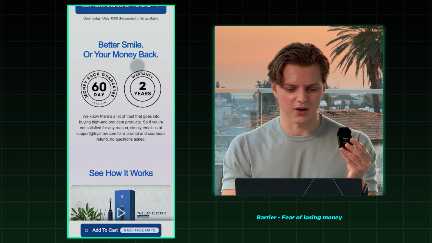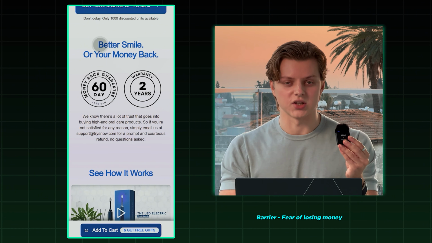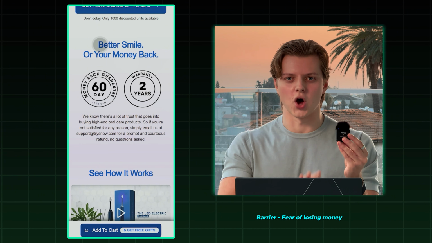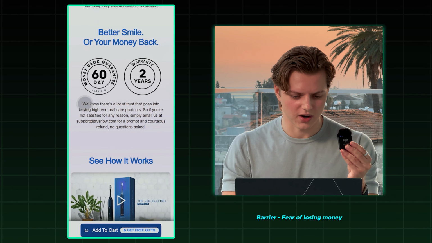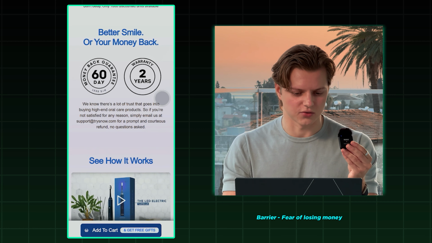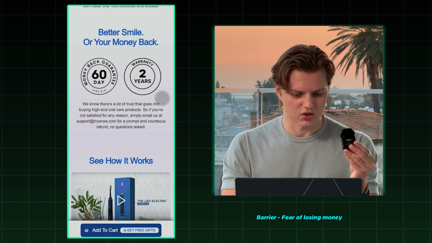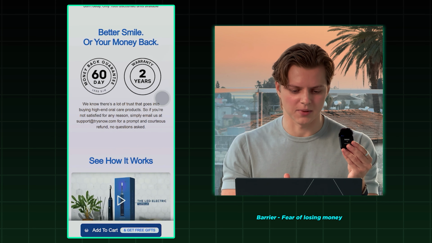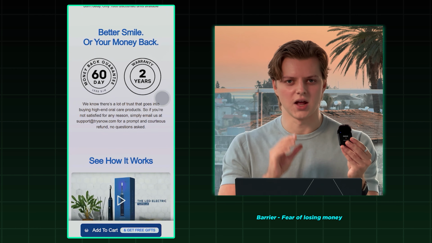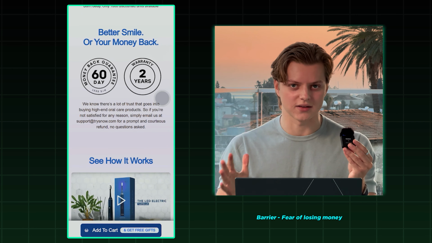And they do a good job here because "better smile or your money back" is very clear, very unambiguous. And if you read the paragraph, we know there's a lot of trust that goes into buying high-end oral care products. So if you're not satisfied for any reason, simply email us for a prompt and courteous refund. No questions asked. And this is great copywriting because it gives me the feeling that it's only up to me.